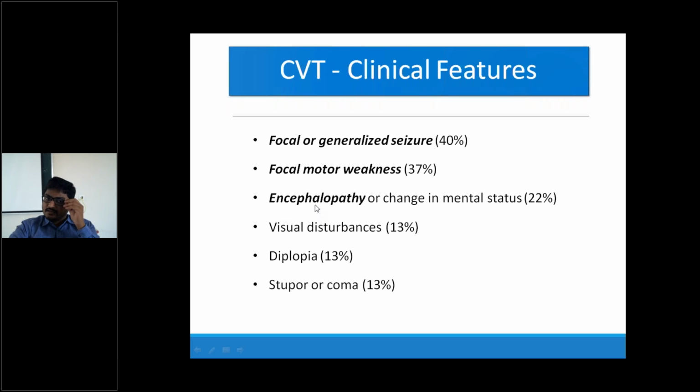So we'll see headache as raised intracranial tension, focal as generalized seizures, focal motor seizures, encephalopathy, visual disturbances, diplopia, stupor, coma, right?